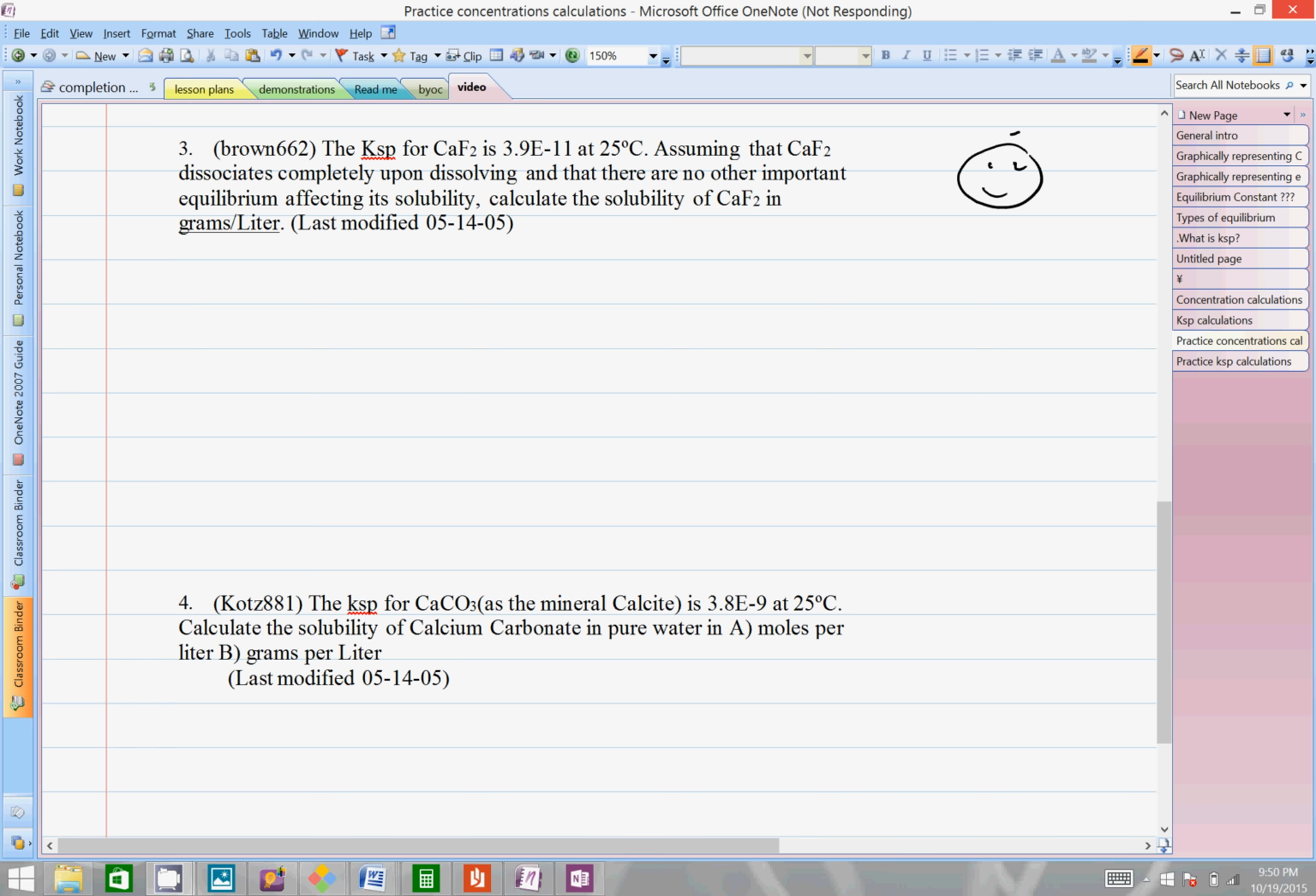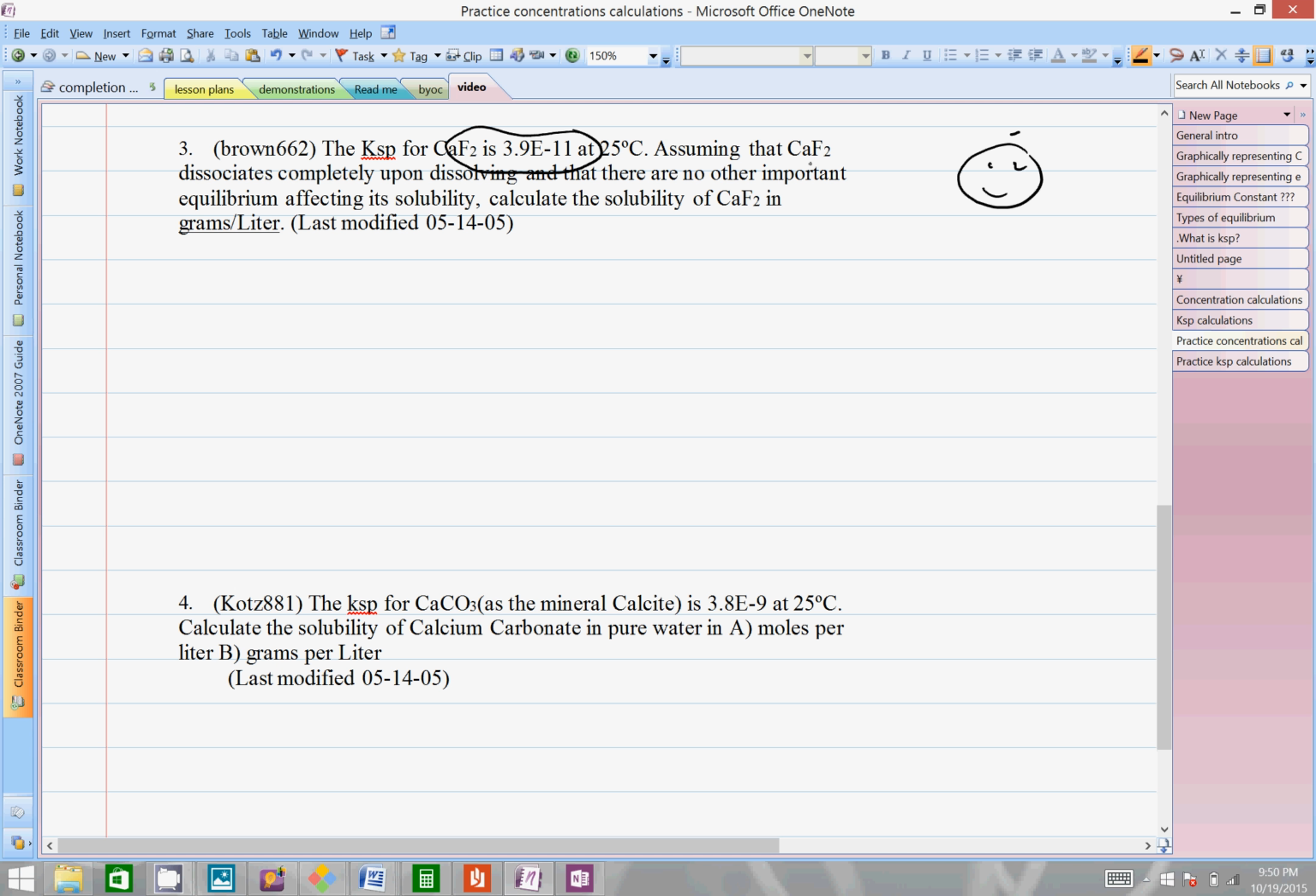So we have calcium fluoride with a Ksp value, and note this is a Ksp value right here, not a concentration. Assuming calcium fluoride dissolves completely and there are no other important equilibria affecting the solubility, calculate the solubility of calcium fluoride in grams per liter.